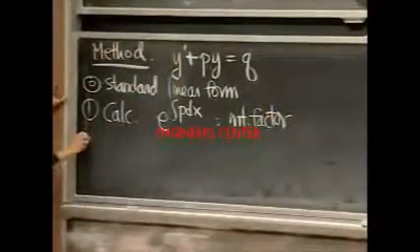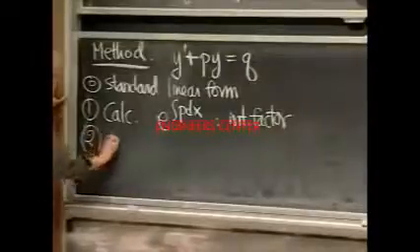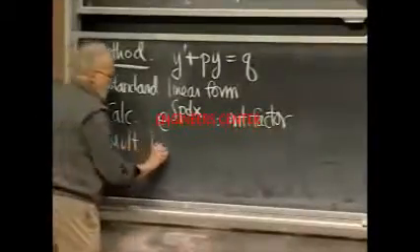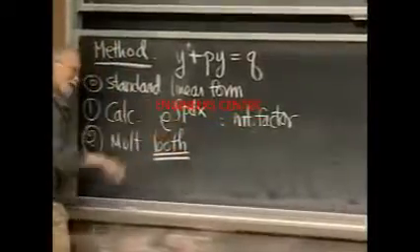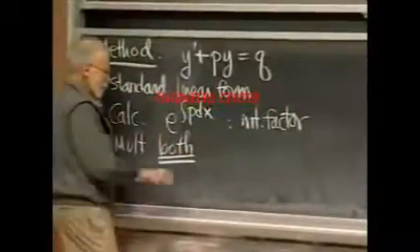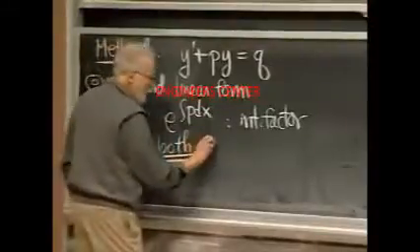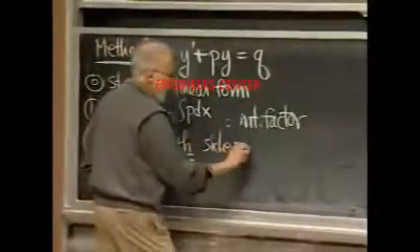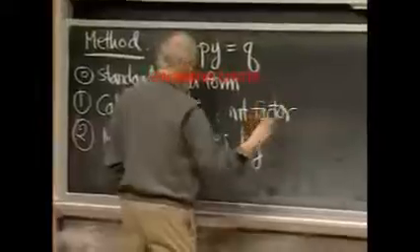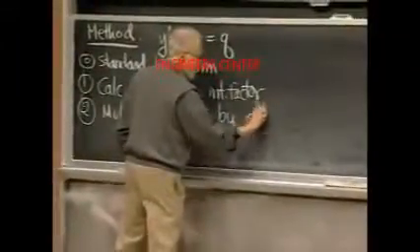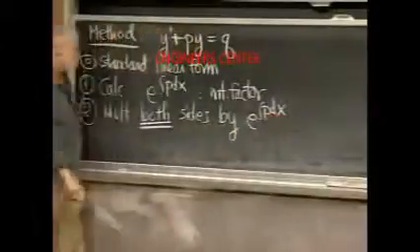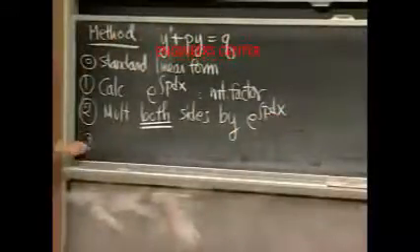And then multiply both. I'm putting this as both. Underline that as many times as you have room in your notes. Multiply both sides by this integrating factor, e to the integral p dx. And then integrate.